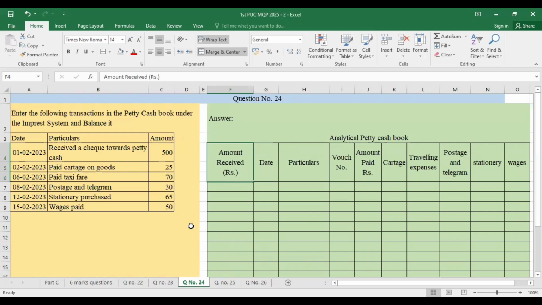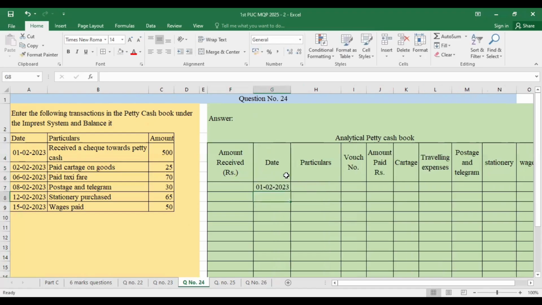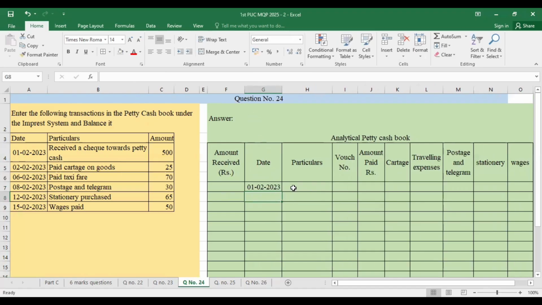1st February, they have received a cheque towards petty cash, 500 rupees. So first you'll have to enter the date. On 1st February, they have received a cheque. So cheque is nothing but to bank. In bracket I'll write cheque. Rupees 500 they have received. So in the received column, I'll write 500 rupees.